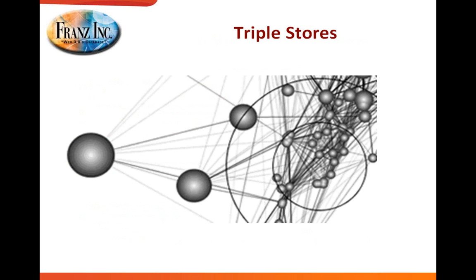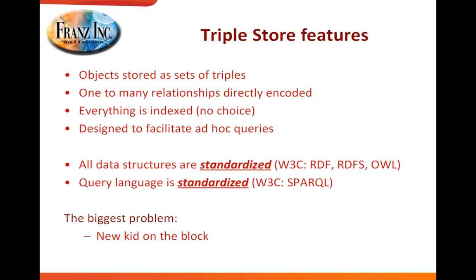And then triple stores. With triple stores, you store objects as sets of triples. One-to-many relationships are directly encoded. Everything is indexed, and you don't even have a choice because everything is indexed. Because you never know what you want to ask.